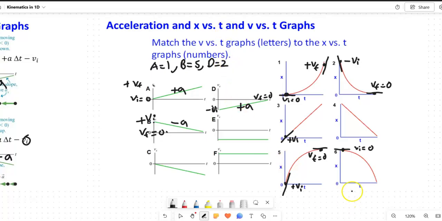All right, let's do number 6. We start off not moving, and then later on our final velocity is negative.